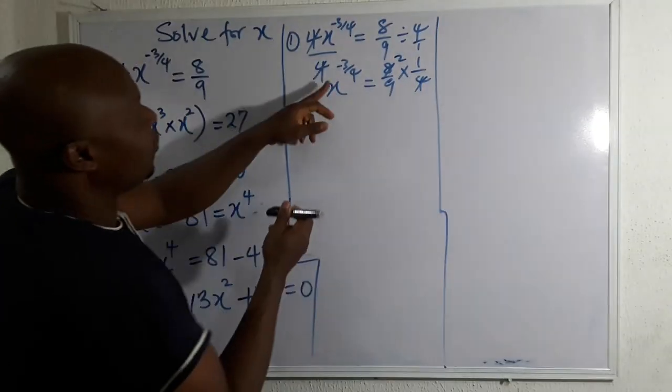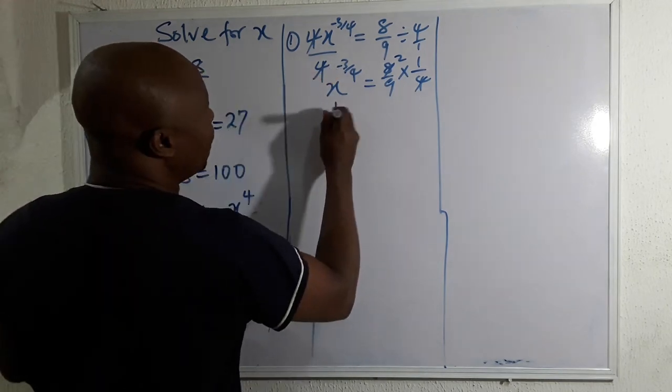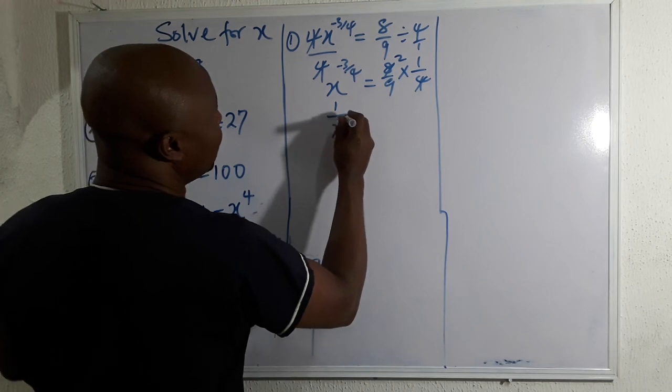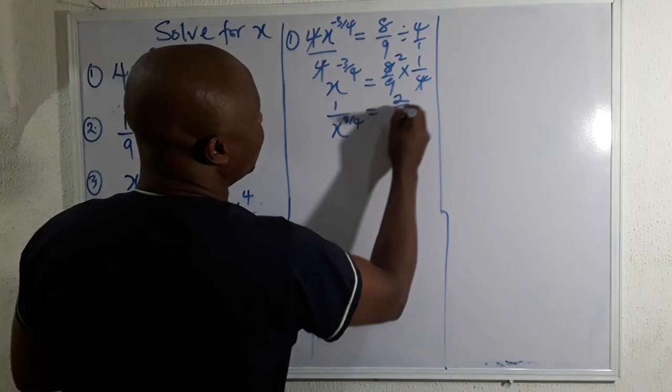Of course we know that a negative index inverts the base. So that will be 1 over x raised to power 3 over 4, and that will be equal to 2 over 9.